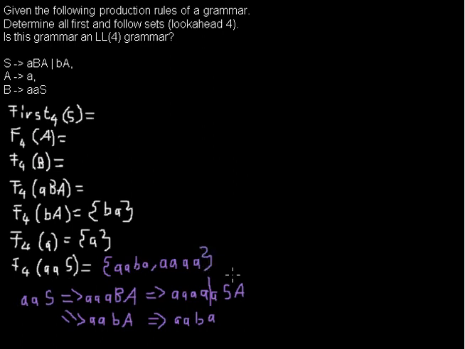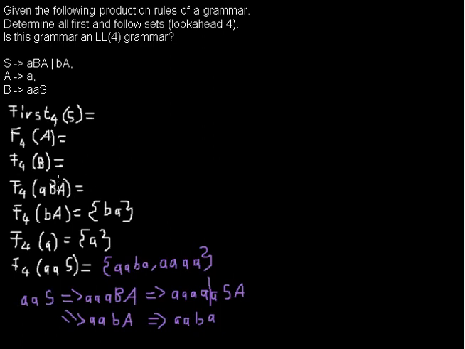And I think that is the easiest possibility. If you want to find the first set of any non-terminal or something, then I would just do all derivation steps that are possible until I have terminal strings of the length of 4 or more. And then, when I have all possibilities, I can just copy the strings into the first set.